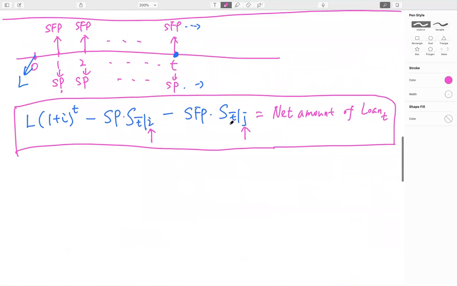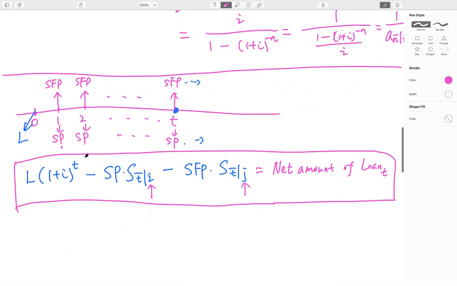But here I do it differently. I don't think that the service fees take care of the interest. What I think is, I have service payments which I can put into a different account. You can think of it that way. I create a separate account for the interest, a service account, a service fund. That account will accumulate at interest rate i. The sinking fund will accumulate at interest rate j. SP is the regular deposit into that account, and SFP is the regular deposit into the sinking fund.